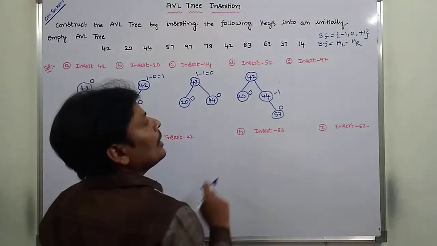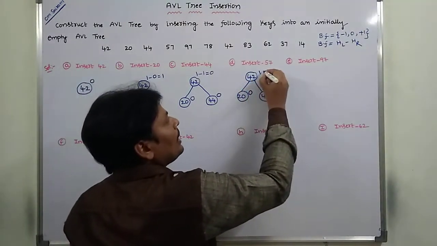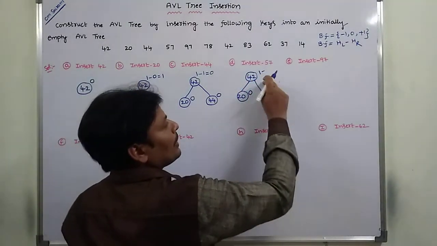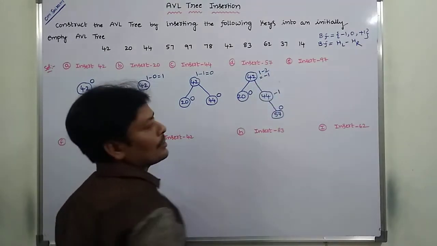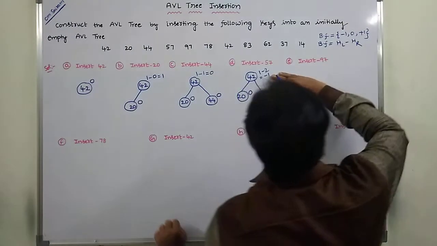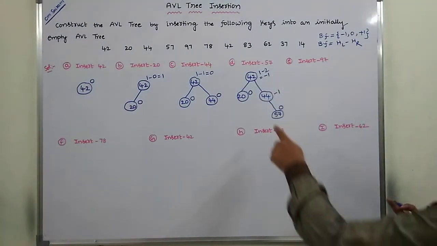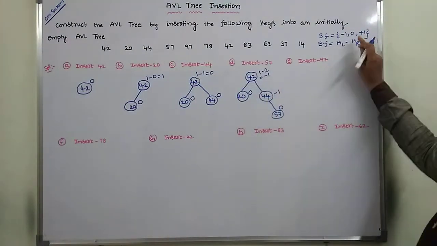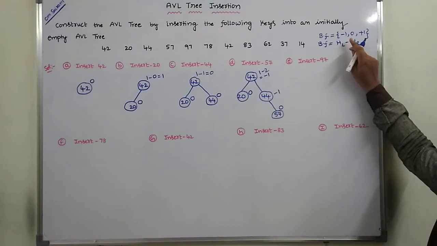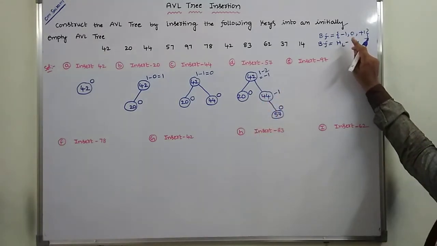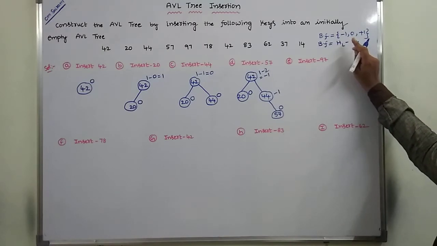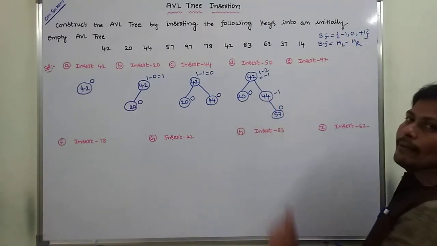Next, for this node, the height of the left subtree is 1 minus the height of the right subtree, 2 edges. So 1 minus 2 is equal to minus 1. Now what are the balance factors we are getting? 0 and minus 1. 0 and minus 1 are valid balance factors. Hence, we can say that this tree is a balanced binary search tree. Now it is the AVL tree.